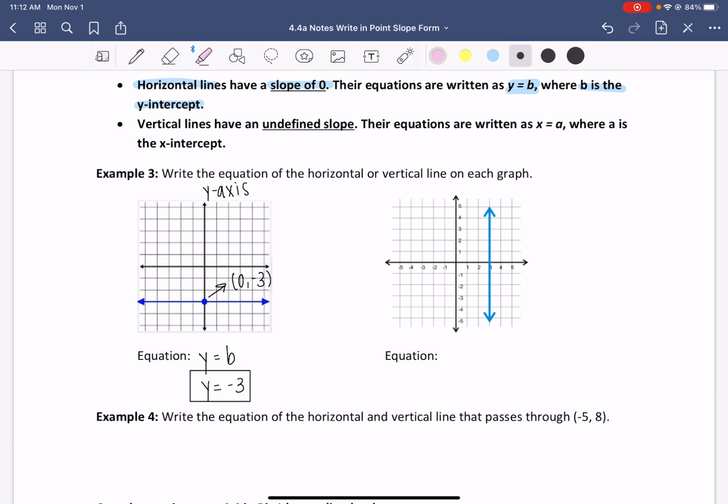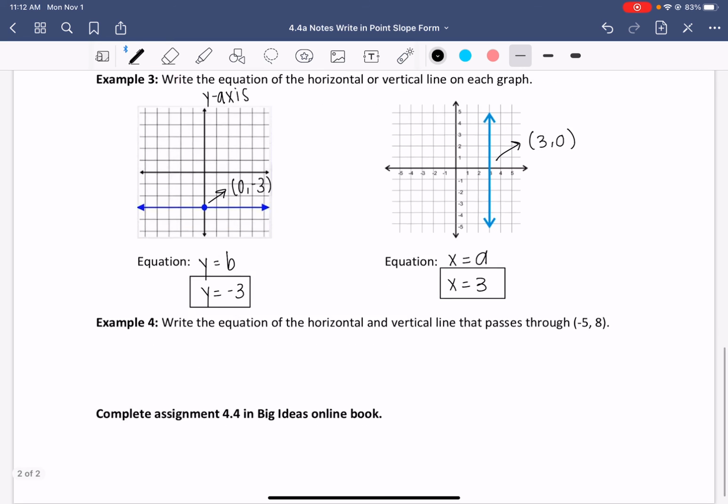Come back here to my description. A vertical line has an undefined slope. Their equations can be written as x equals a, where a is the x-intercept. Notice how it's not in y equals. Well, it's not in y equals because it doesn't have a true slope. The slope is undefined. So as I'm looking at this vertical line, I notice how it only intercepts the x-axis at positive 3. So it's at 3, 0. So again, the equation is x equals a, where a stands for the x-intercept, and the x-intercept is at 3. So the equation of this line is x equals 3.